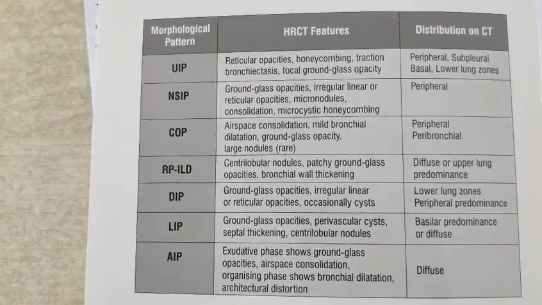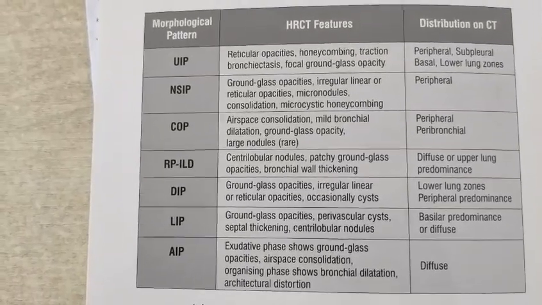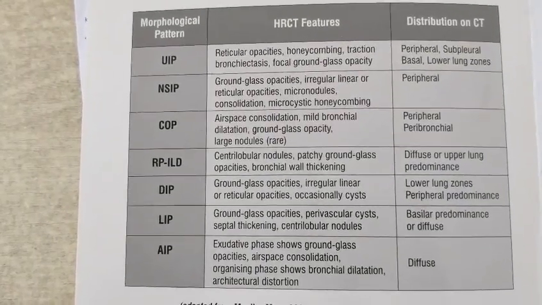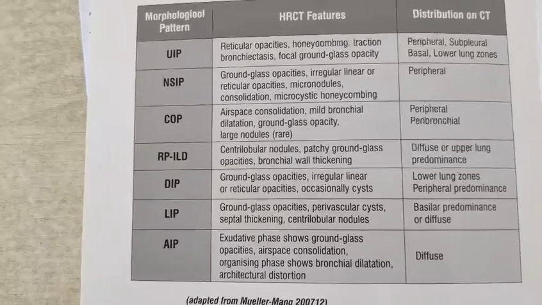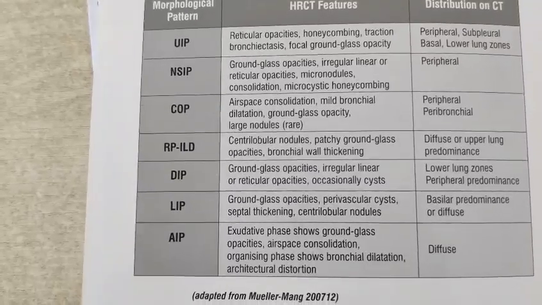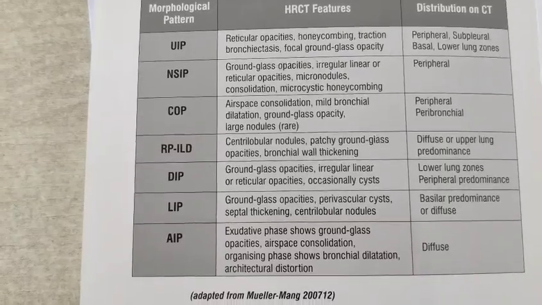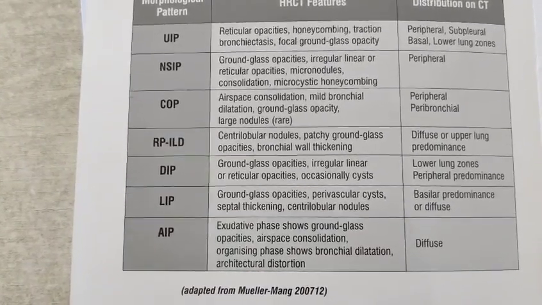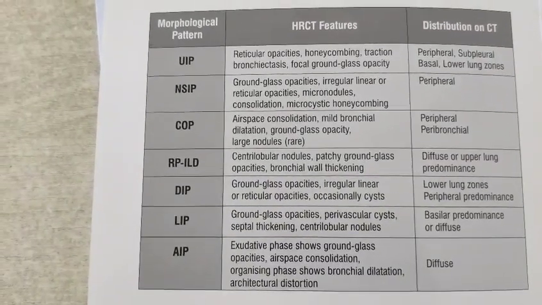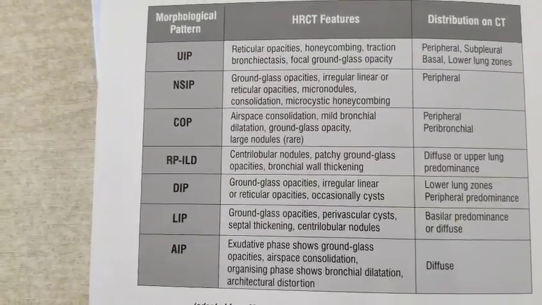NSIP, non-specific interstitial pneumonia. HRCT features are ground glass opacities, irregular linear or reticular opacities, micronodules, consolidation, and microcystic honeycombing. Distribution will be peripheral. Cryptogenic organizing pneumonia: airspace consolidation, mild bronchial dilatation, ground glass opacity, and large nodules, which will be rare. Cryptogenic organizing pneumonia distribution will be peripheral and peribronchial. RPILD: centrilobular nodules, patchy GGOs, bronchial wall thickening. Distribution will be diffuse or upper lung predominance.